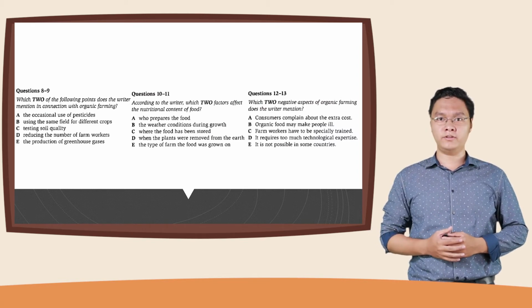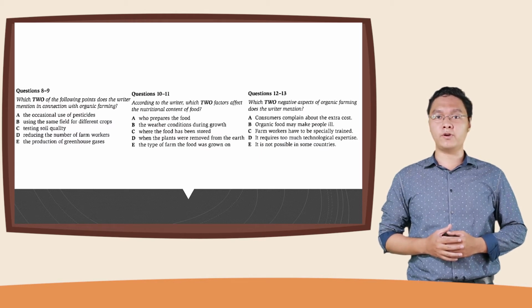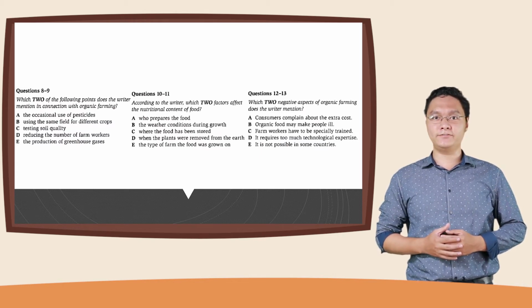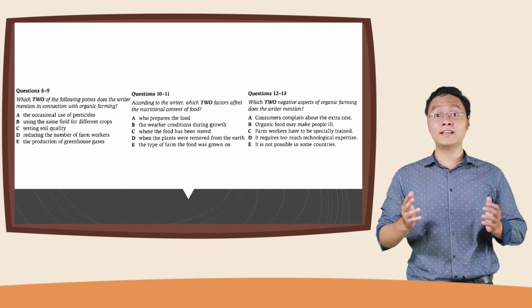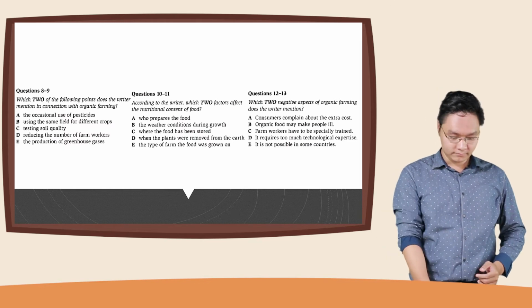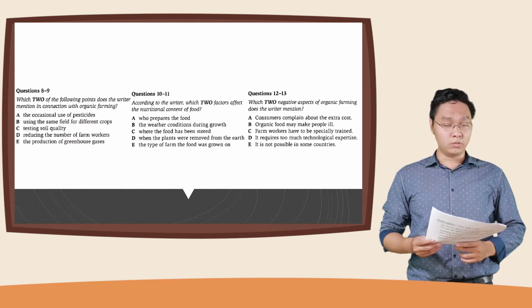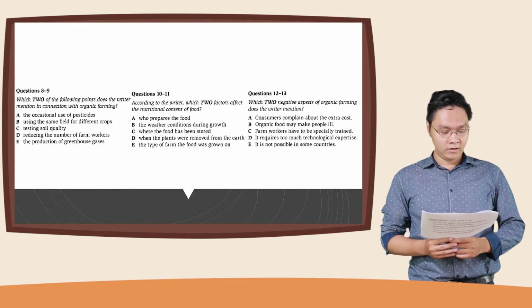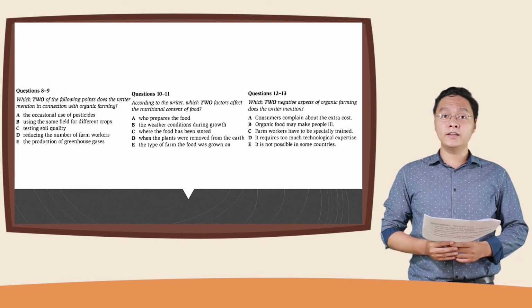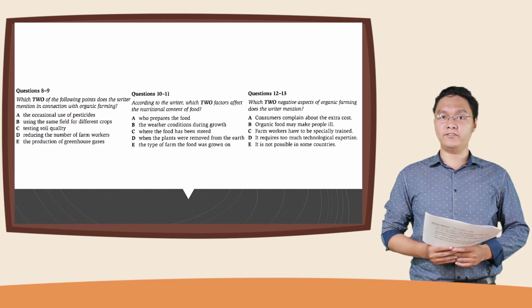Have a book with you and pause the recording for around 1 minute and identify the key ideas or the keywords in the questions. Let me do it with you. So what are the keywords in question 8 to 9? They are in connection with organic farming.